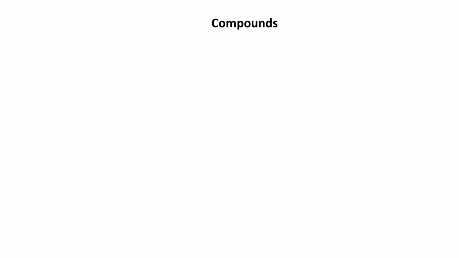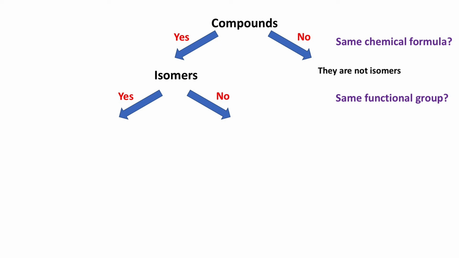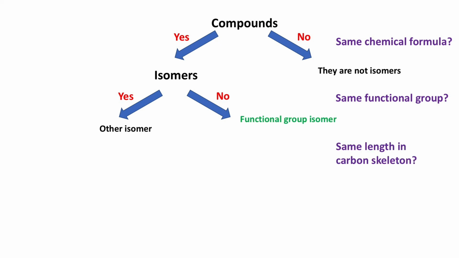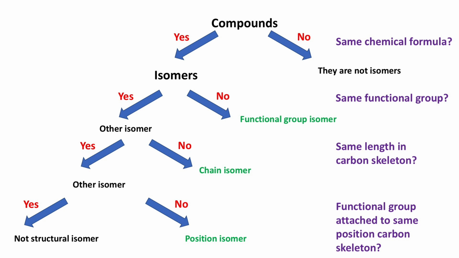Finally, here shows the flowchart for distinguishing different structural isomers. First, do the molecules have the same chemical formula? If no, then they are not isomers at all. Next, do they have the same functional groups? If no, then they are functional group isomers. Do they have the same length in carbon skeleton? If no, they are chain isomers. Finally, is the functional group attached to the same position in the carbon skeleton? If no, then they are position isomers. If yes, then these two molecules are not structural isomers at all, or they are just identical molecules.